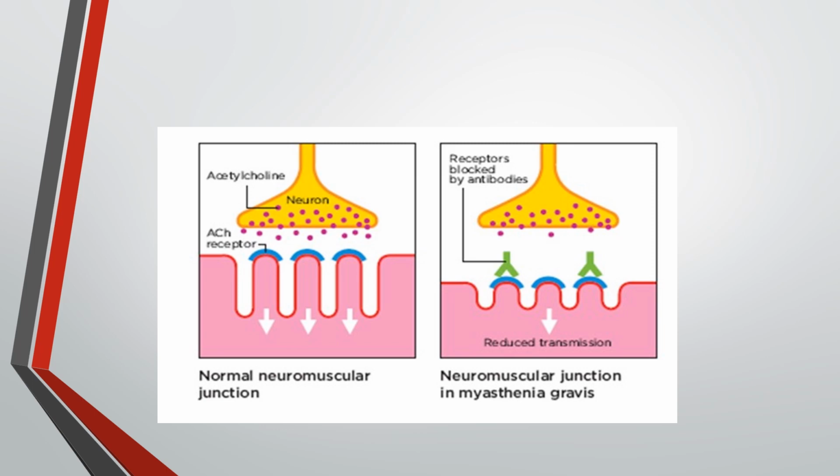If you look here, you will see where the acetylcholine and the receptors at the junction are working properly. Then you look where some of the receptor sites are blocked. Since the receptor sites are blocked, there is a weakness in these patients, and we'll discuss more in detail as we move on.